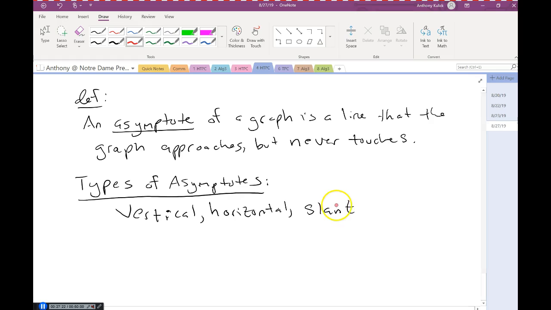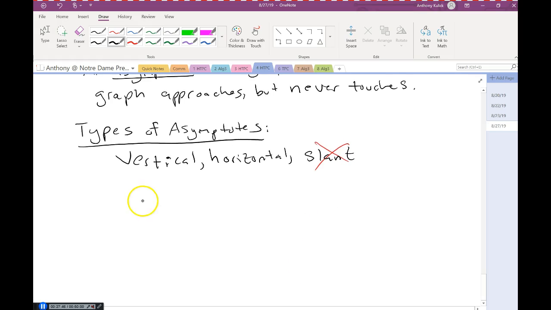For right now, we're not worried about slant asymptotes. And if you remember back in your Algebra 3-4 class, this horizontal asymptote situation was kind of tricky because we saw some rational functions that had horizontal asymptotes and some that didn't quite have horizontal asymptotes, but they were kind of close. What do I mean by they were kind of close? Let's look at this example here. So let's consider this rational function.